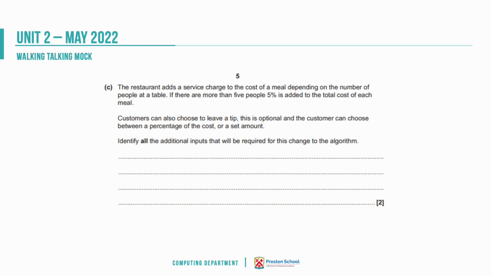The restaurant adds a service charge to the cost of the meal depending on the number of people. If there are more than 5 people, 5% is added. Customers can also choose to leave a tip. This is optional, and customers can choose between a percentage or a set amount. Identify all of the inputs that are required for this change in the algorithm. So we're thinking, what have we not already got that we're having to add because of this change? Here we've got the number of people and whether they want to tip a percentage or a set amount. Now again, this is a 2-mark question, and those are then the sections we're getting. The number of people, is it 5 or more? And then whether they want to tip a percentage or a set amount.